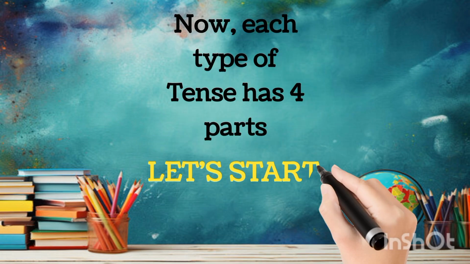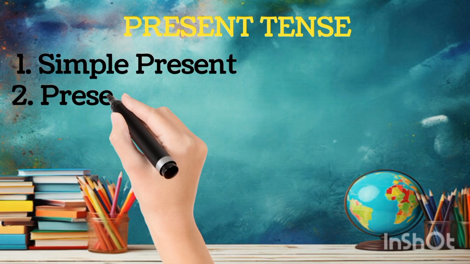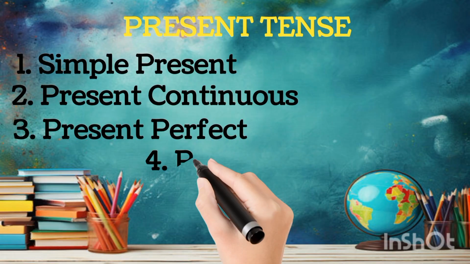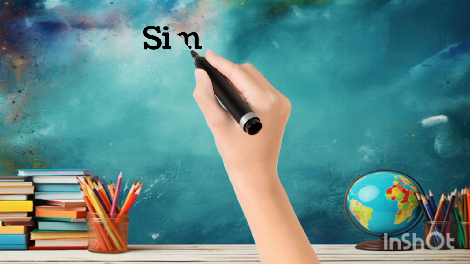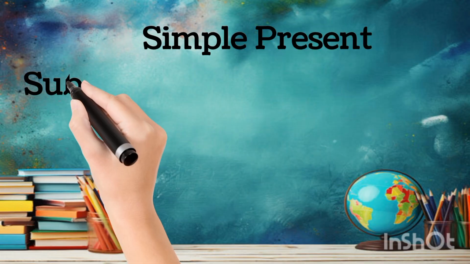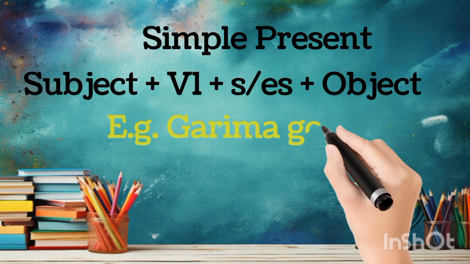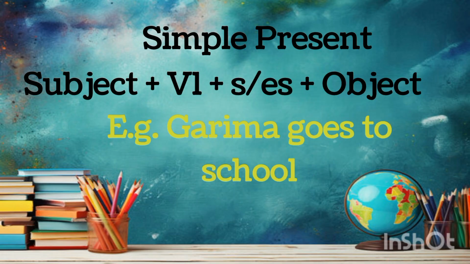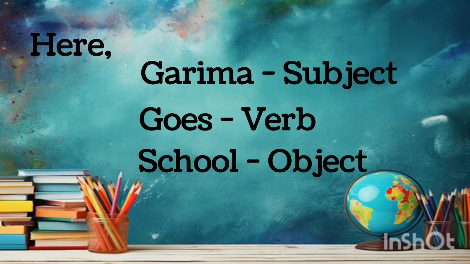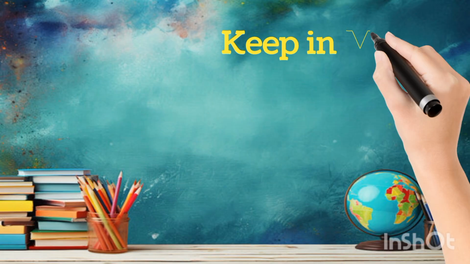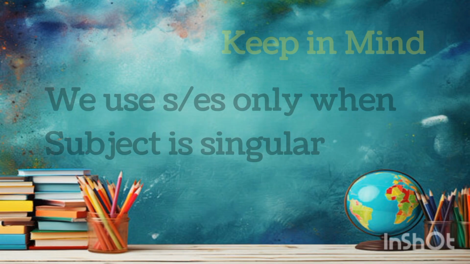So now let's start. Present tense. Number 1 simple present, number 2 present continuous, number 3 present perfect, and number 4 present perfect continuous. Number 1 simple present. Rule: subject plus verb first form plus s or es plus object. Example: Garima goes to school. Here Garima is a subject, goes is a verb, and school is the object. Keep in mind we use s or es only when the subject is singular.